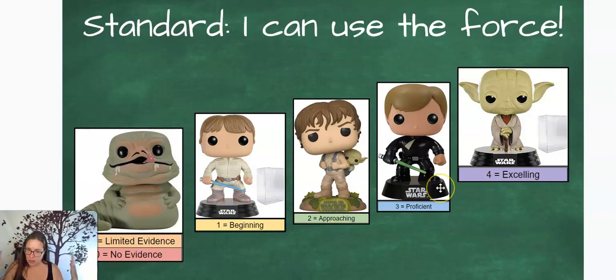Again, 3 is perfect. That is your goal, is to be proficient. You want to be a Jedi in whatever you're learning, right? Obviously, if you can get to the 4 stage, even better. But there's nothing wrong with being proficient. That is the goal. Okay, so how am I going to grade this?